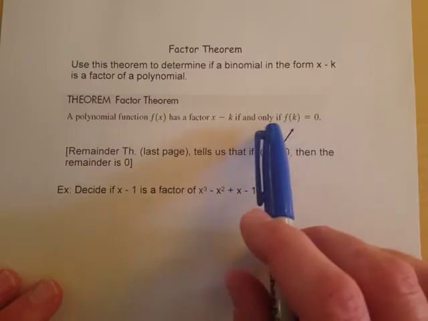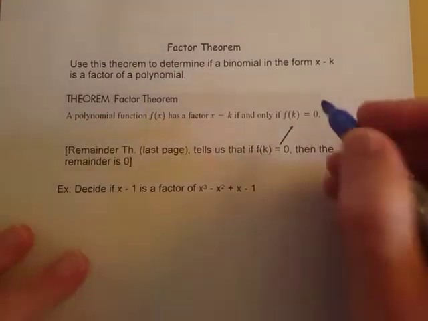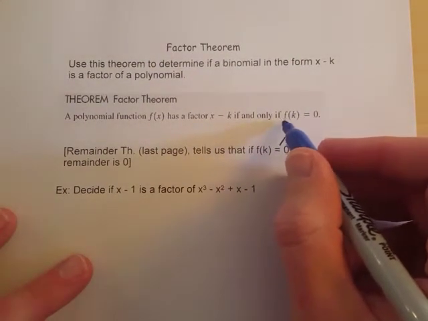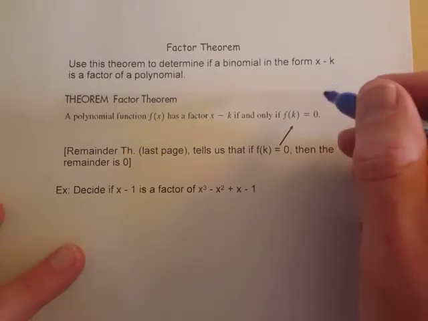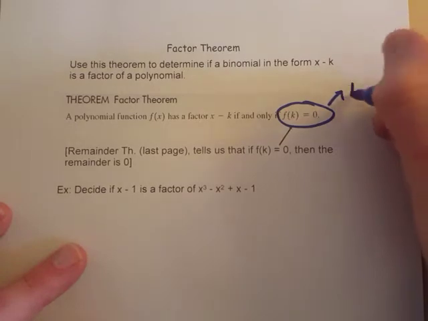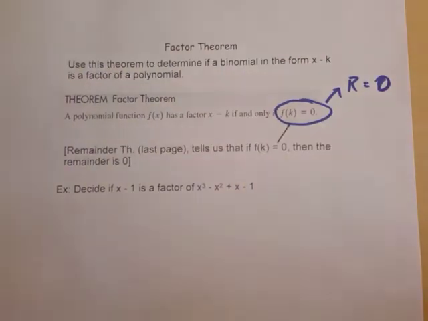So the only difference with this factor theorem is that if you plug in some k value, the remainder is going to be 0. So this thing right here means that the remainder is equal to 0. That's what we're talking about with the factor theorem.